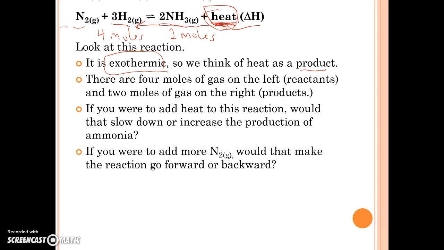If you were to add more N2, that's adding more reactant, it's adding more ingredients, so you're more likely to make the reaction go to the right and make more NH3. So these are the kinds of questions that we're going to be asking and investigating.